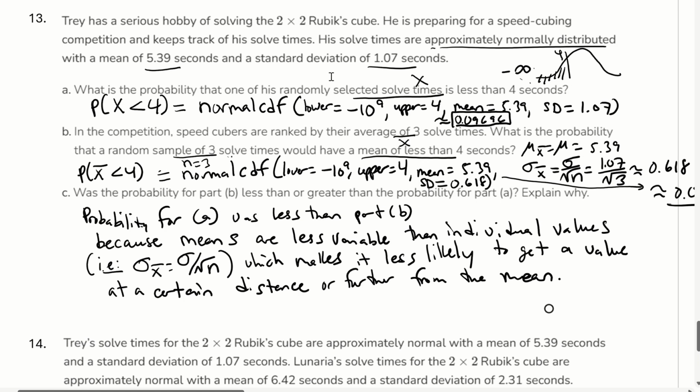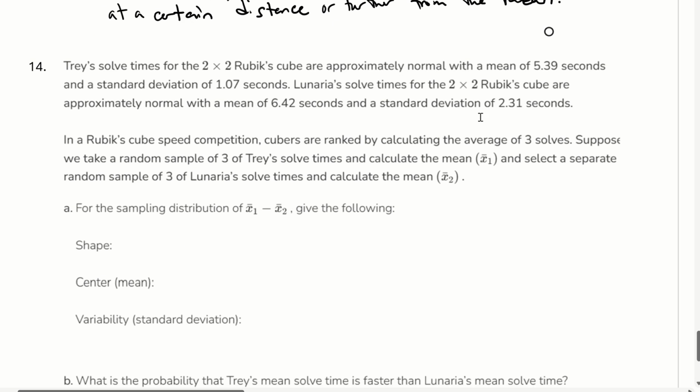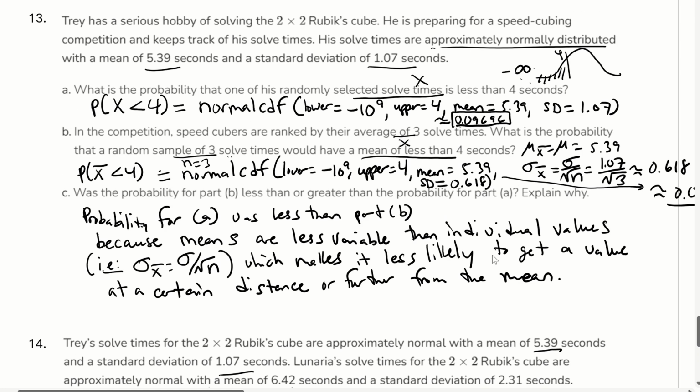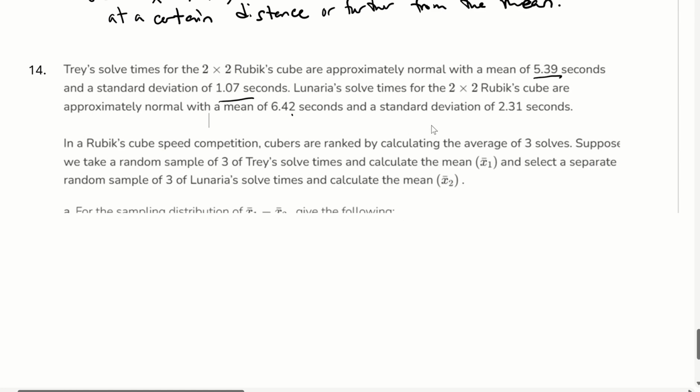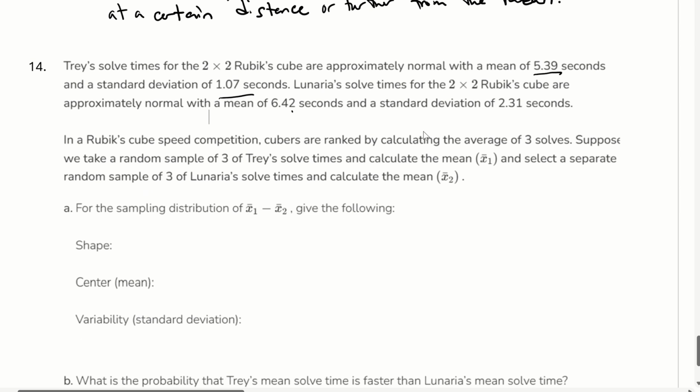Actually, here they changed up the mean and standard deviation, so we've got to be careful with that, okay? Trey was the same, I think. Let me see. Yeah. But this time we are comparing Lunaria's solve times, 6.42 and 2.31. So we have mu 1, sigma 1, but then we have mu 2, sigma 2.